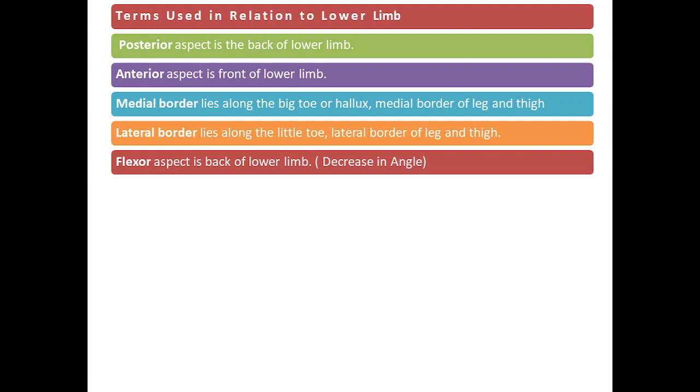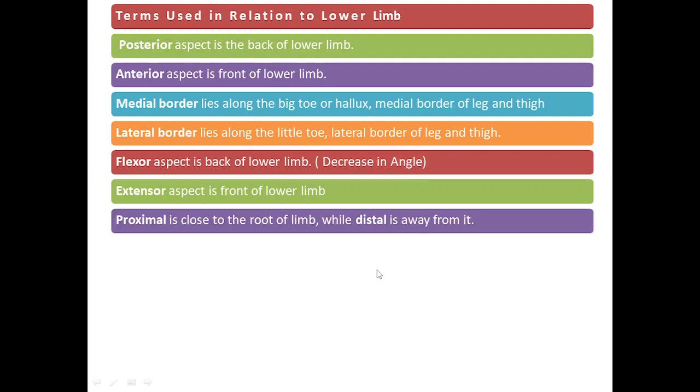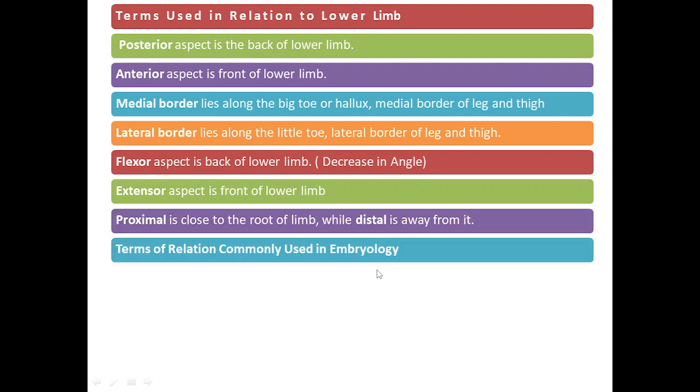Flexor aspect is the back of the lower limb, and extensor aspect is the front of the lower limb. Remember, in flexion, the angle is decreased, and you can just know it by your knowledge or using your brain. Knee flexes in the backward direction. Then proximal is close to the root of the limb, while distal is away from it.